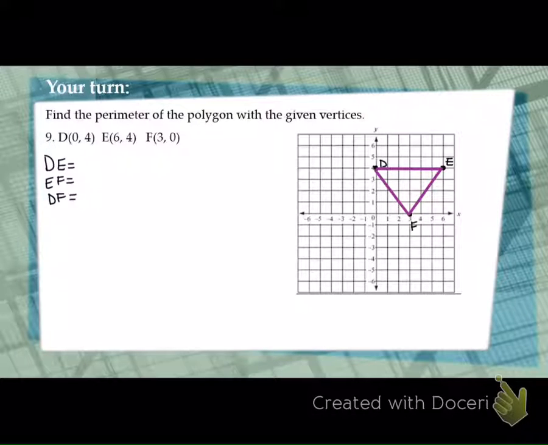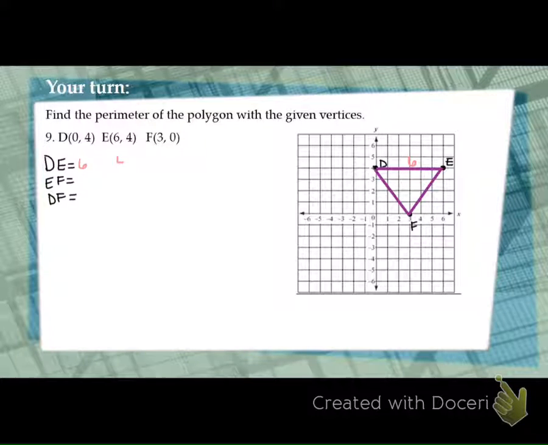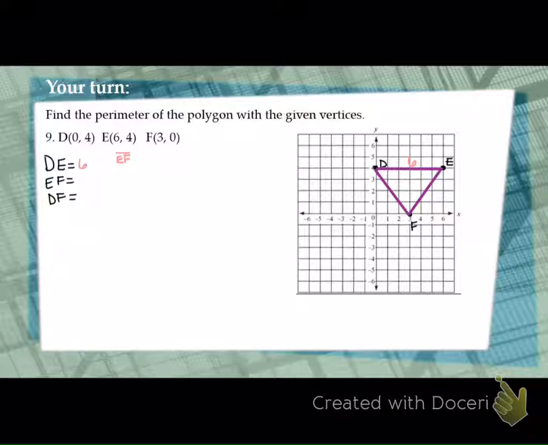For DE, do we have to use the distance formula? No. Ayana, what is the length of DE? It is 6. You can just count that one. The other two, unfortunately, we're going to have to use the distance formula. They look like this might be an isosceles triangle, but we're not going to assume anything. We'll use the distance formula twice. Isosceles triangle means that it has at least 2 congruent sides.